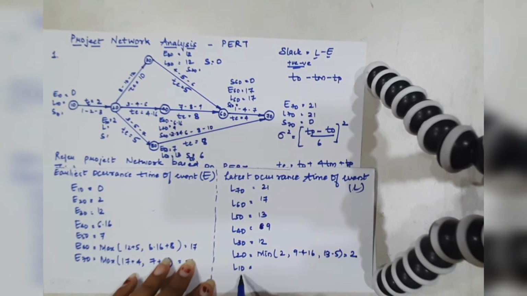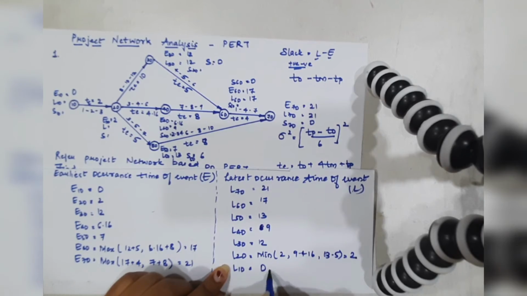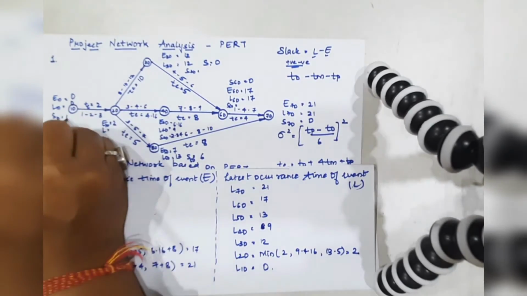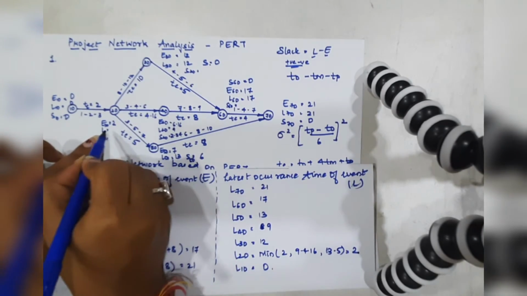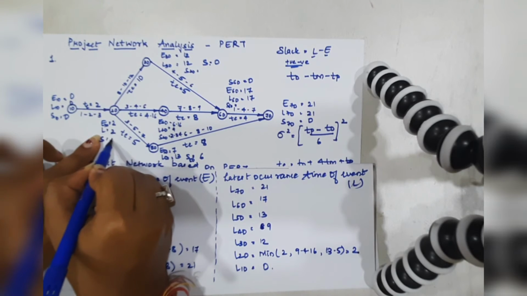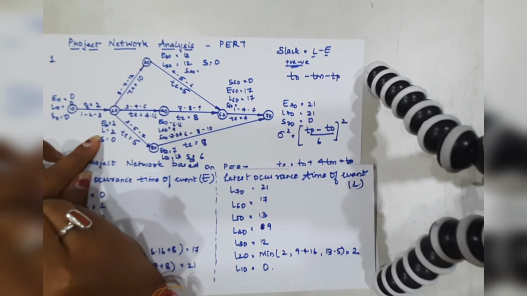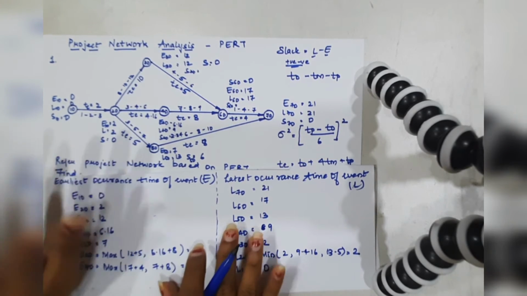Next is L10, so it would be simply 2 minus 2, that is 0. So 0, here the slack is also 0. For L20 we have it as 2, slack is also 0. Okay, so now everywhere the slack is mentioned.